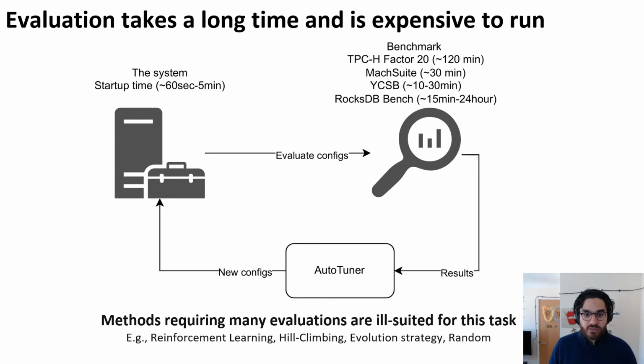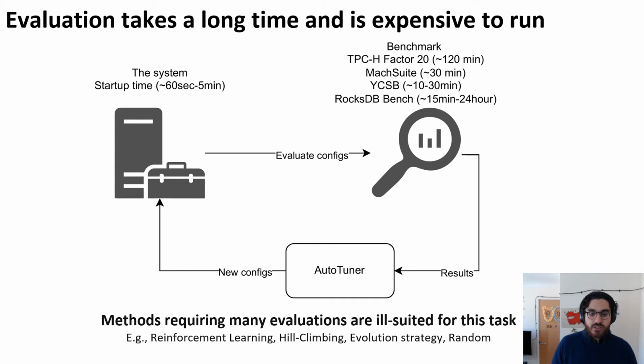TPC-H, for example, is a very famous benchmark. If you use a scale factor of 20, you can expect a 120-minute evaluation on Postgres. Max speed is a benchmark for simulator-based architecture simulation. It takes different workloads of computation and memory compute. And these could take 30 minutes. YCSB, RocksDB bench, all of them have varying times to execute, but none of them are quick.